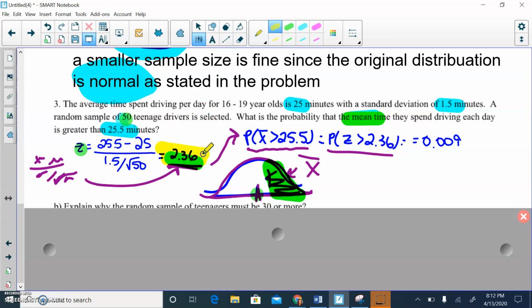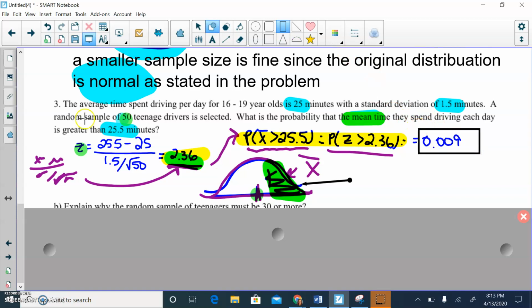Now you're going to norm CDF it. Once again, I would not stress out about the notation, but this is reminding you that you're looking for the area under the curve. In order to find the area, you have to norm CDF it, and your final answer is 0.009.